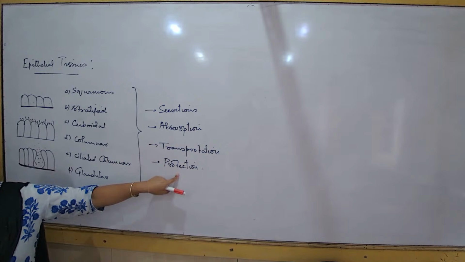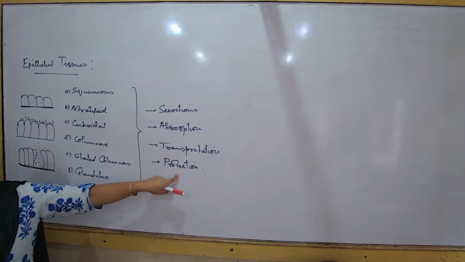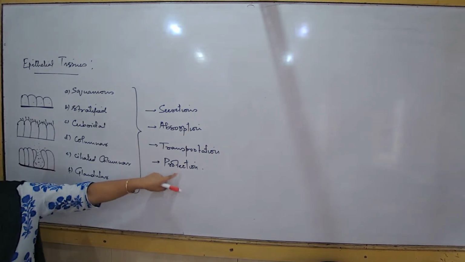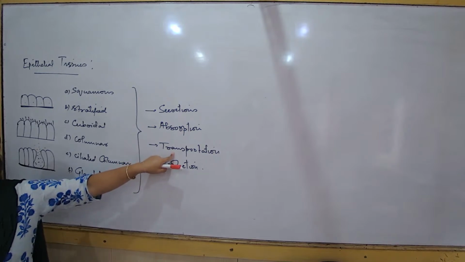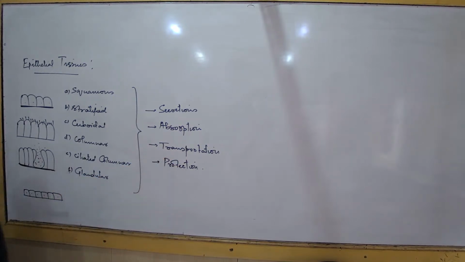Protection. Transportation of substances. What are the other locations? Food pipe, the esophagus. What is the job of the food pipe? To transport the food from the mouth to the stomach. Transportation. What is the other location given? Blood vessels. What type of function? Transportation again. So when I talk about the squamous, just remember two to three locations, and based on the location, the function is always associated. So that way you have to remember.